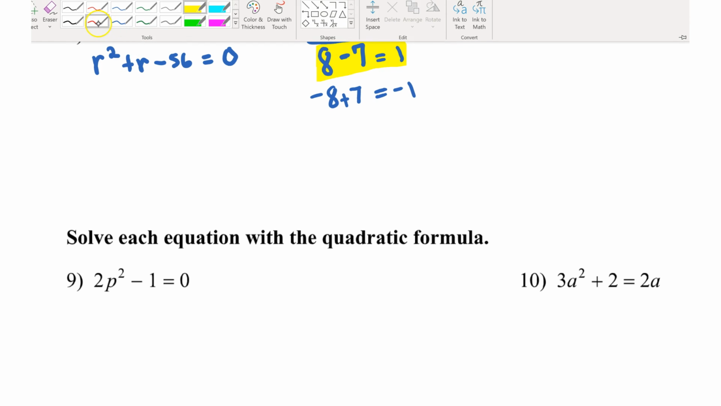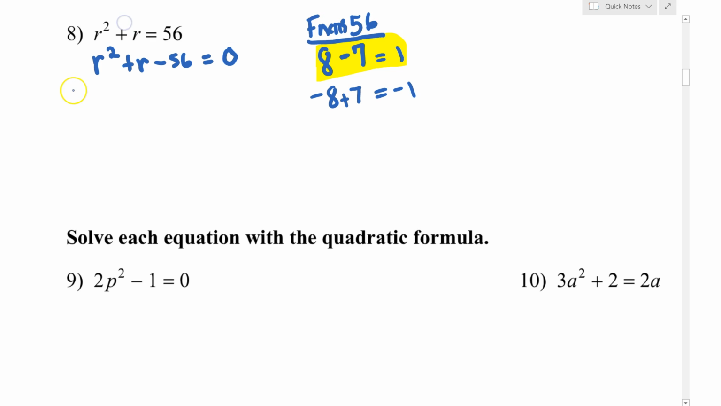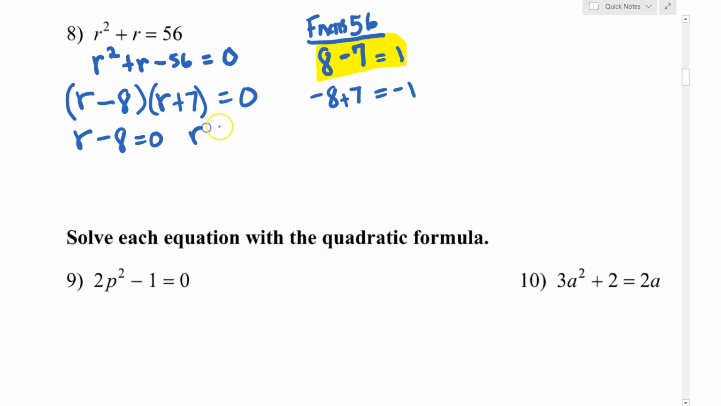So now what you're going to do is write your first parentheses and your second parentheses. Since there are two factors, there are two answers because the degree is 2. We have (r - 8) and then we have (r + 7). We're going to set each of these equal to 0. So r - 8 = 0 and r + 7 = 0. We're going to add 8 to both sides.